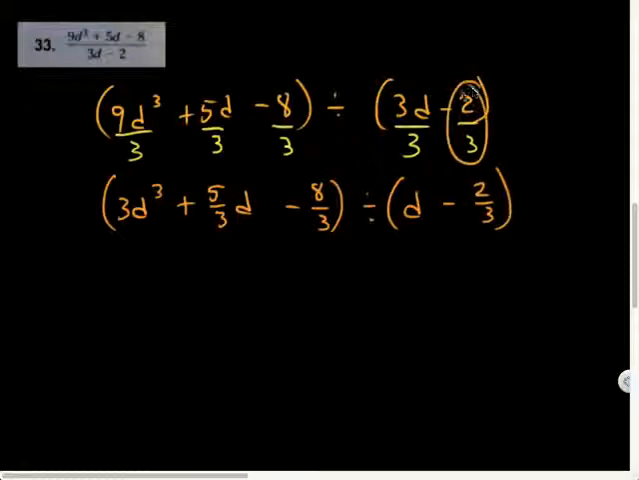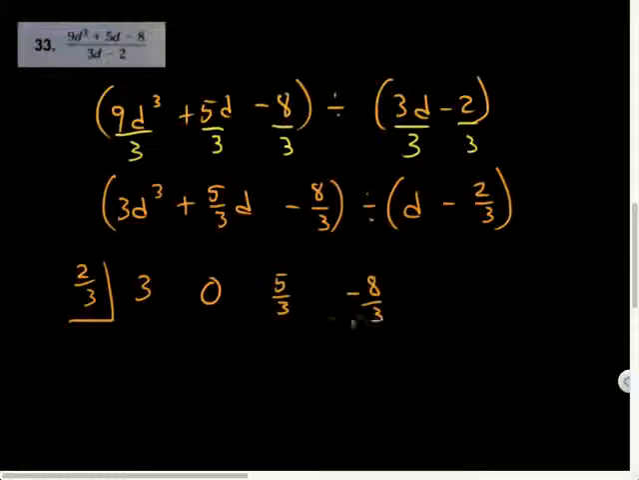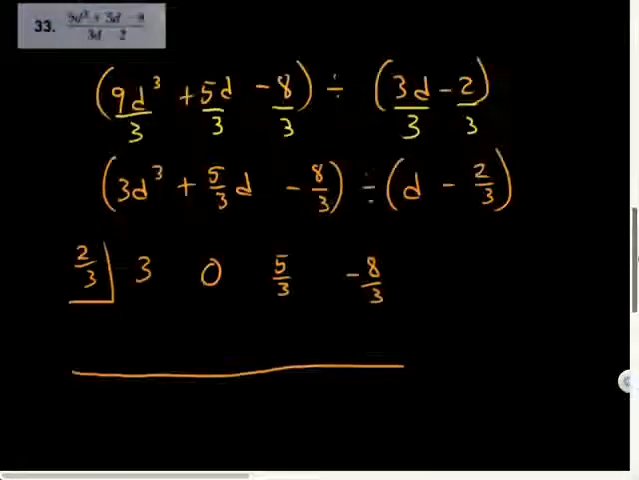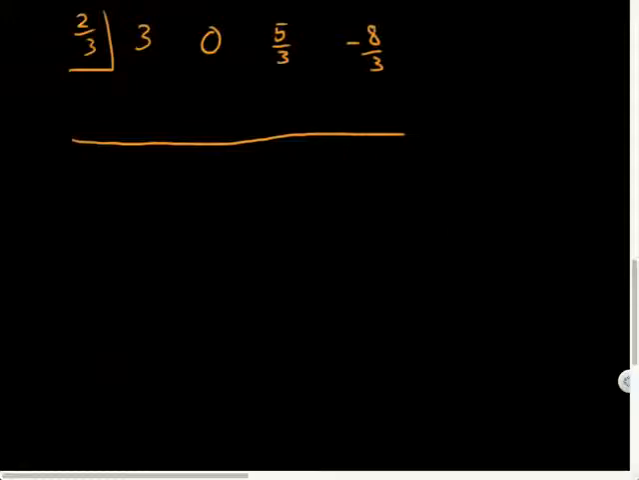Yesterday we had some people forgetting to divide the constant over here as well. So in my box, in this corner, I will have positive 2/3 because it's always the opposite of that guy. Then I'll have 3d cubed, 0d squared, then I'll have 5/3 d, and then minus 8/3 is my constant.